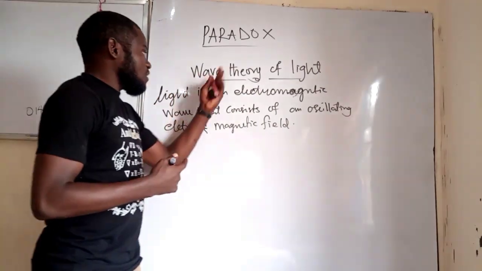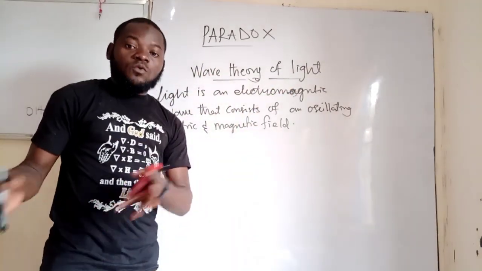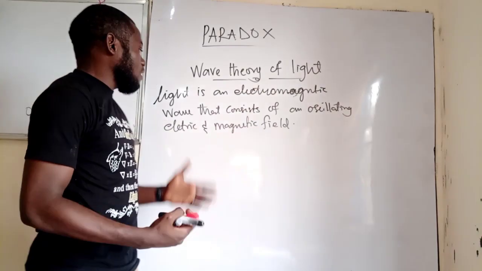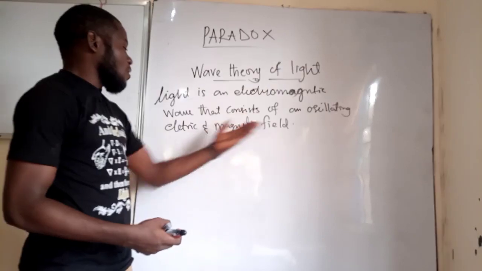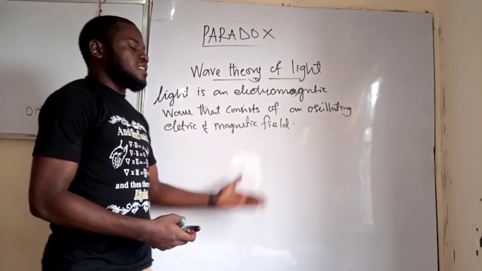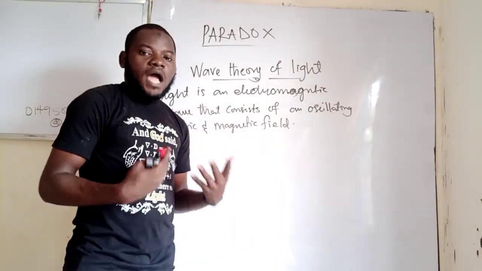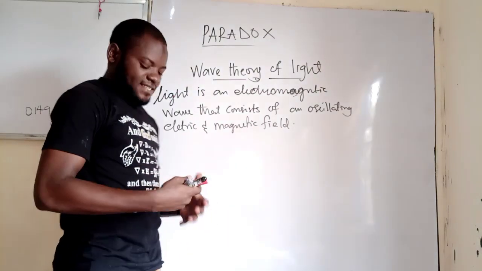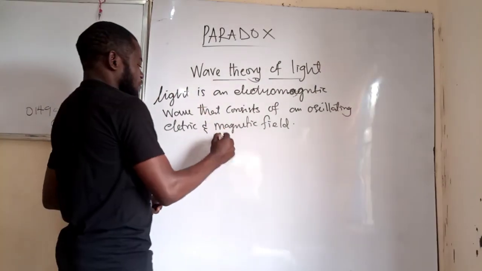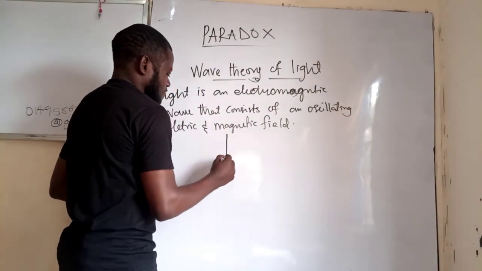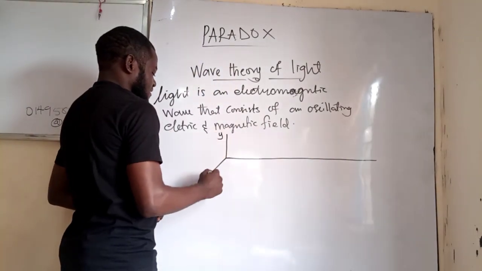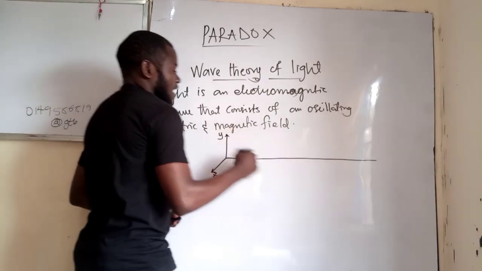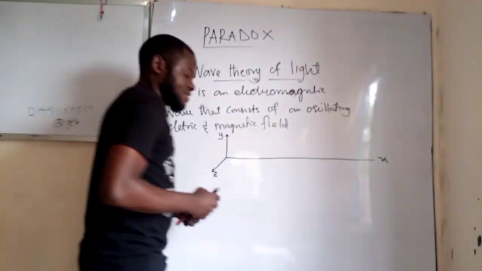So, according to the wave theory of light from Maxwell theory of electromagnetism as well, we have that light is an electromagnetic wave that consists of an oscillating electric and magnetic field. How do they oscillate? Let's see. If I have a profile like this, this is the y-axis, this is the z-axis, and here is the x-axis.